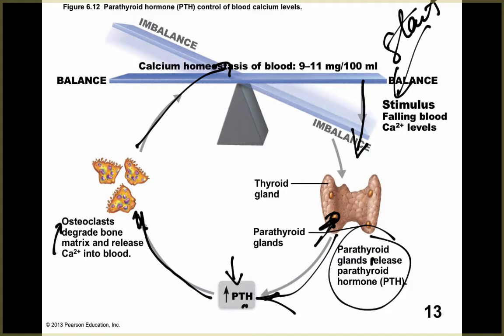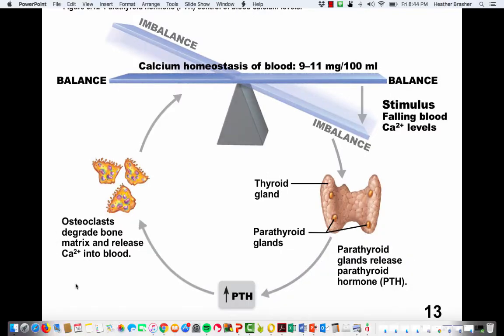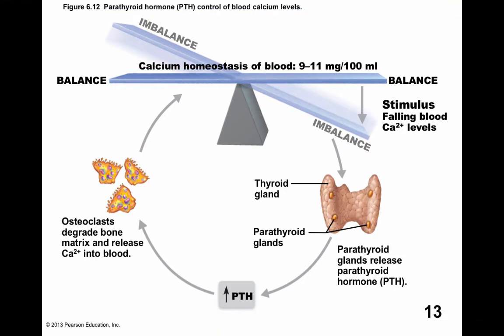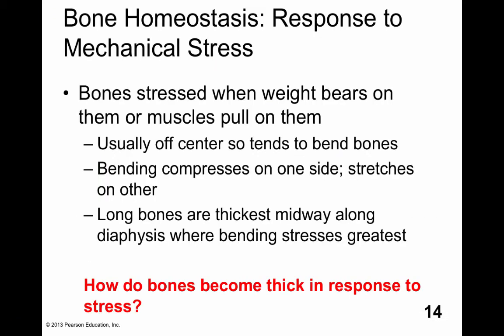Now, these are the hormonal controls, and there are mechanical controls as well, or mechanical stress, which is essentially a result of gravitational stress. So bones are stressed when weight is put on them or when a muscle is pulling on them.